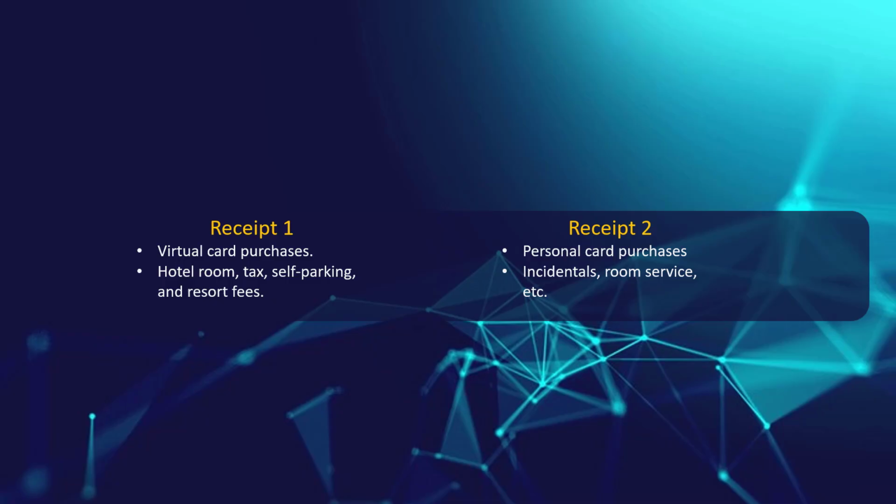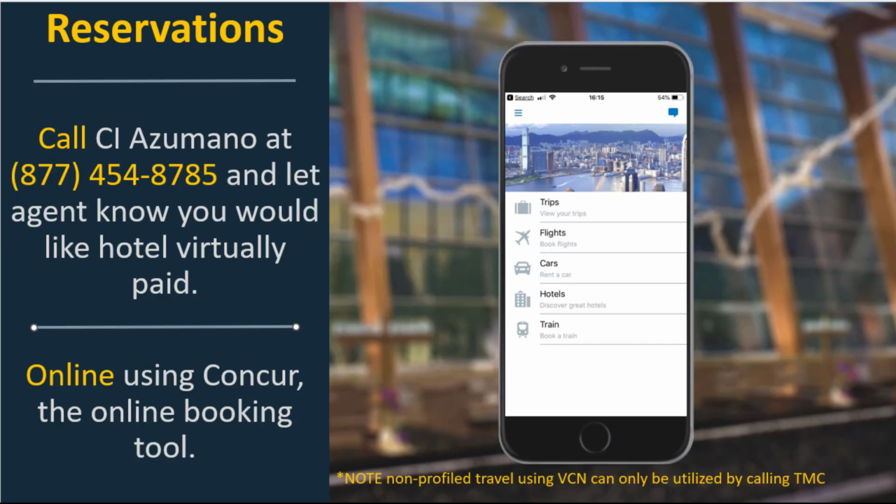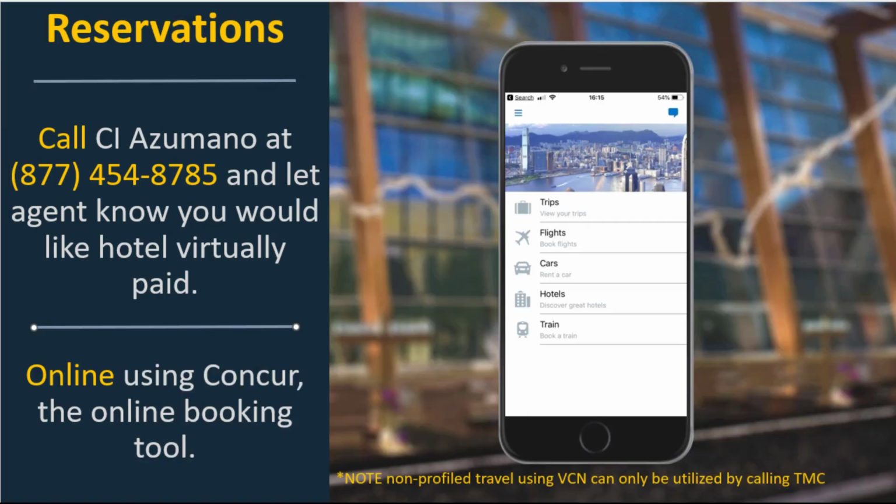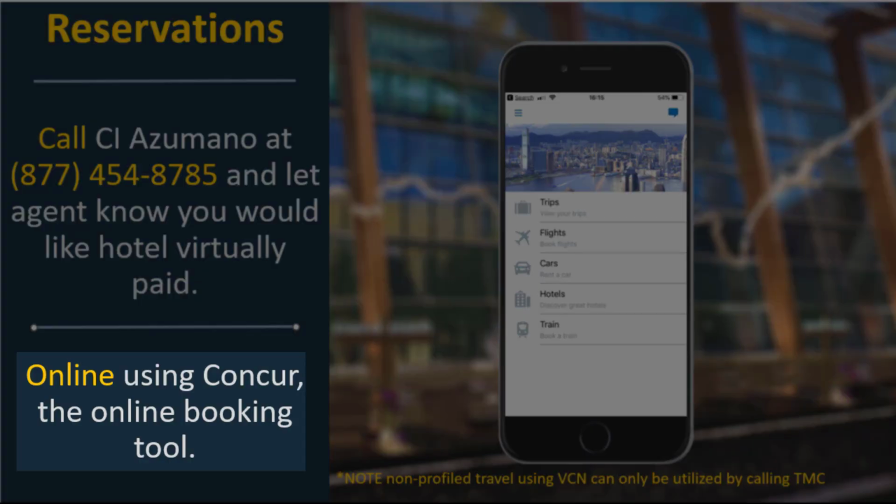So that's a very quick rundown of how the entire process works, all the way from booking to check-in and then check-out. Now let me do a deep dive into each one of these sections. So first, booking. There are two channels for you to book your reservation utilizing the virtual card. One, you can reach out to the current TMC and let the agent know that you would like to virtually pay for the hotel. Or you can log into your Concur profile and then book your reservation that way.